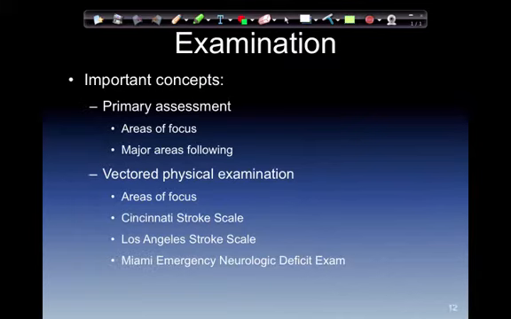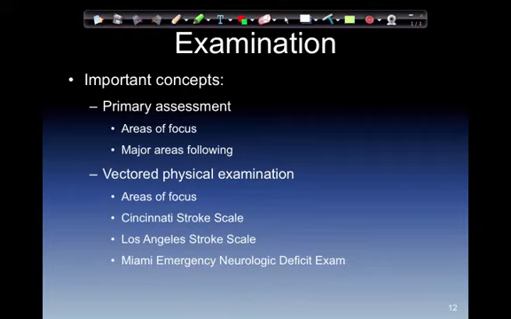On examination, important concepts. We should focus on the primary assessment, and the areas of focus should be their airway, their respirations, their respiratory pattern, hypoxia presence, and baseline vital signs. And that would include blood glucose. Major areas are identifying potential mimics of stroke and assessing the severity of the neurological deficits following the stroke. And last but not least, identifying any comorbid illness that might complicate the condition. Example, congestive heart failure, recent heart attack, and so on.